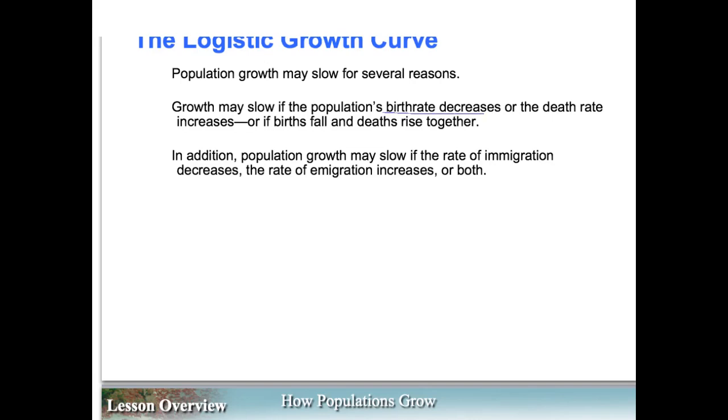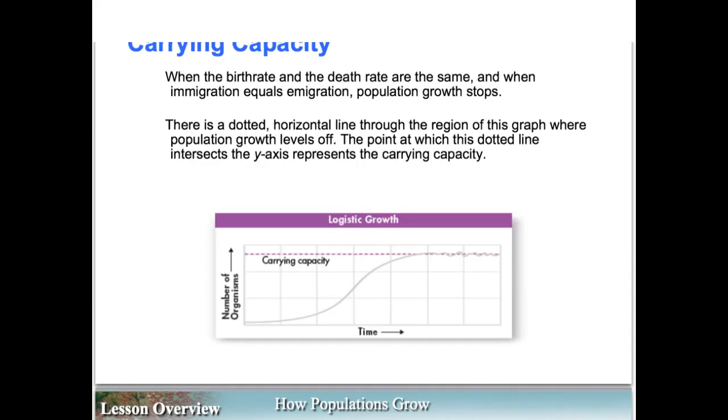Growth may slow if the birth rate decreases or the death rate increases, or if births and deaths fall and rise together. In addition, population growth may slow if the rate of immigration decreases or if emigration increases. When birth rate and death rate are the same, and when immigration equals emigration, population growth will stop.